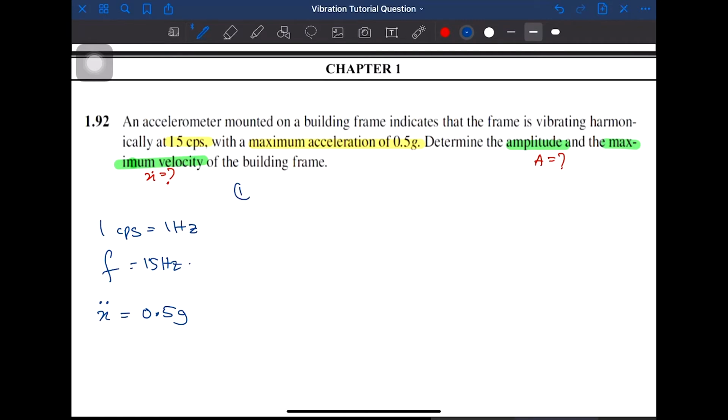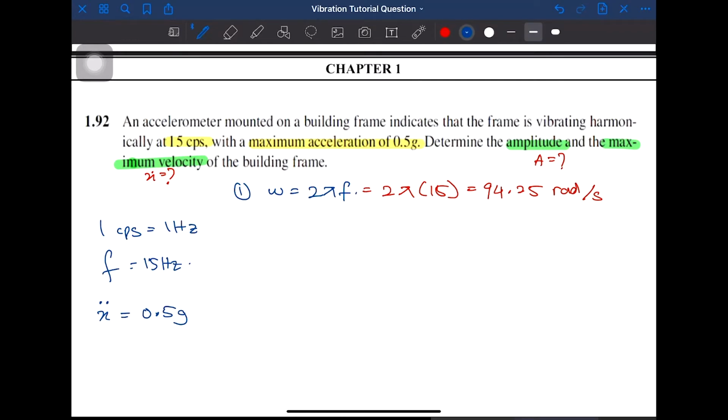Okay, firstly, if you already have the value for frequency, you can straight away find the omega. The formula for omega is omega equals 2 pi f. And you already have your f value to be 15 hertz. So you can just calculate from here: 2 times pi times 15, you'll get the value of 94.25 radians per second.